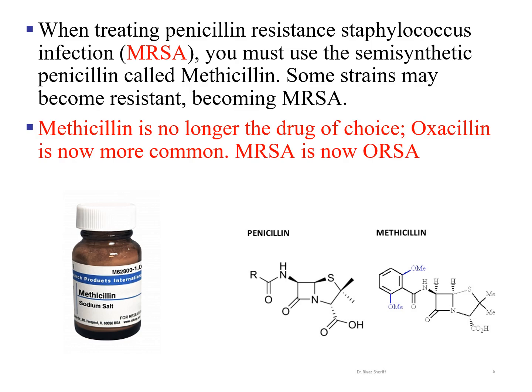When treating penicillin-resistant Staphylococcus, you must use a semi-synthetic penicillin called methicillin. And even some strains may be resistant to methicillin. If a strain becomes resistant to methicillin, it is called methicillin-resistant Staphylococcus aureus, or shortened as MRSA.